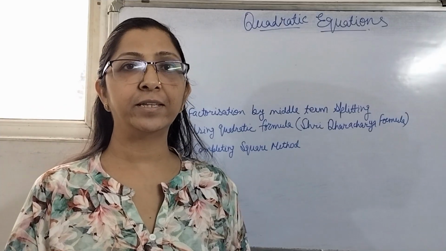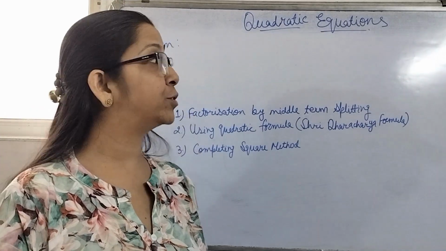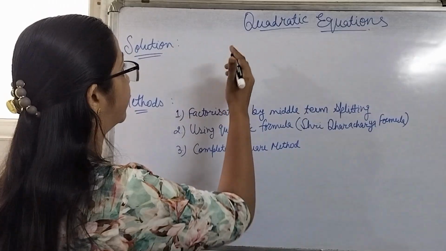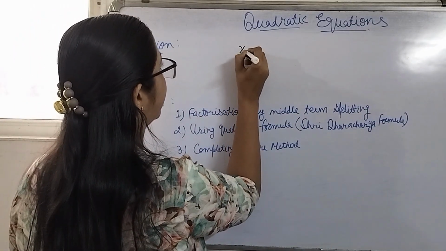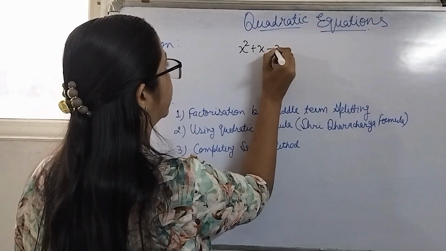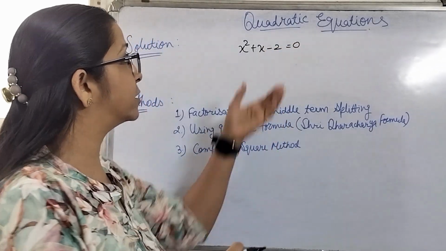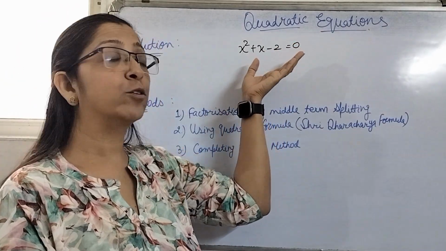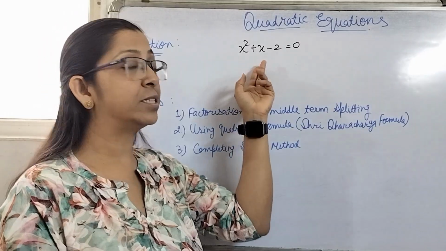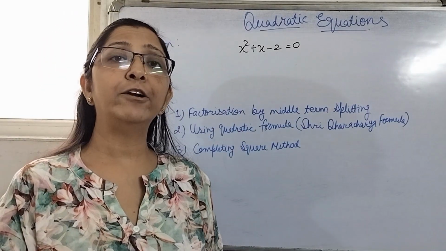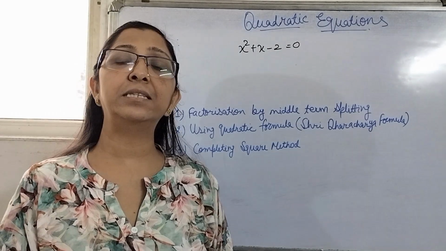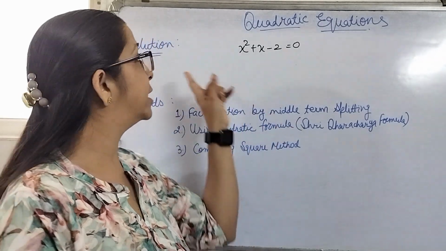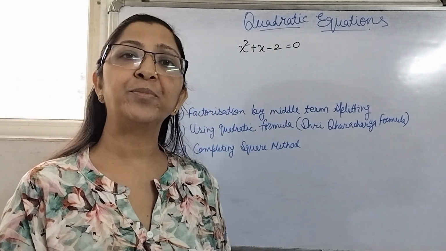Just now we have seen that if we replace the variable of a quadratic equation, suppose I take the equation x square plus x minus 2 equals 0, it is a quadratic equation. If we replace the variable by any real number, and for that real number the equation becomes true, then that real number will be the solution of the quadratic equation.